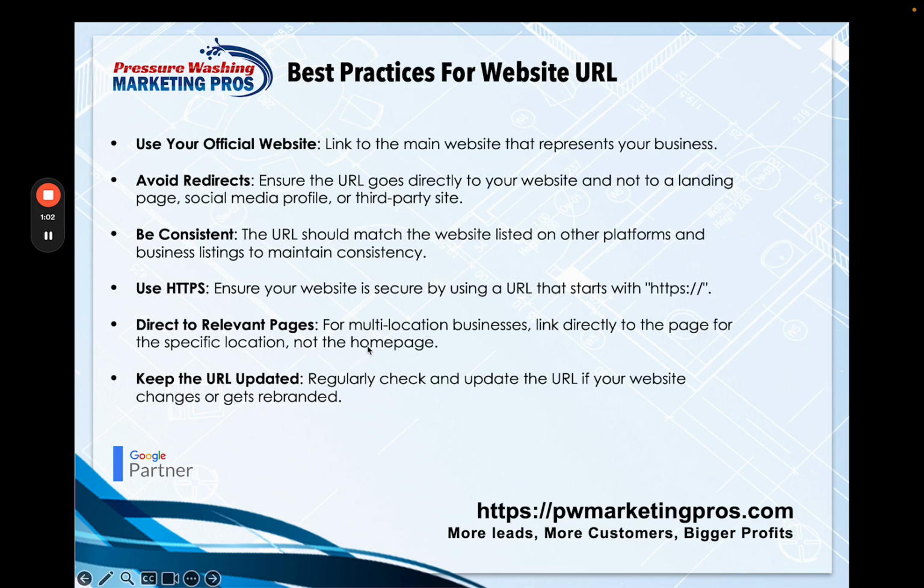So if you're a multi-location business, for example, let's say that you're in Atlanta, but you also have an area in Marietta, and your main location's in Atlanta, you would have your main homepage for your Atlanta Google Business Profile. Then on your website, if you have a Marietta page, for your Google Business Profile for Marietta, you would link to that Marietta page instead of your home page. So keep the URL updated regularly, guys.